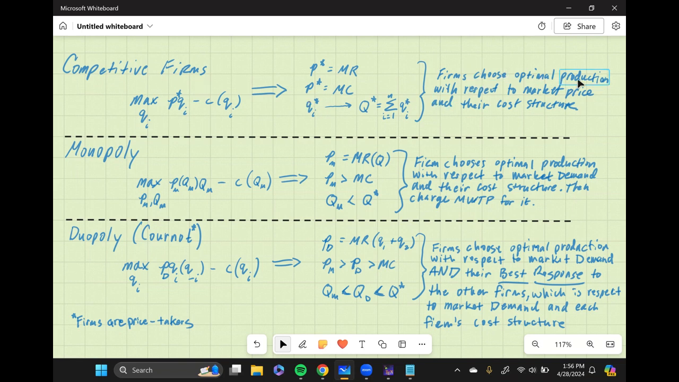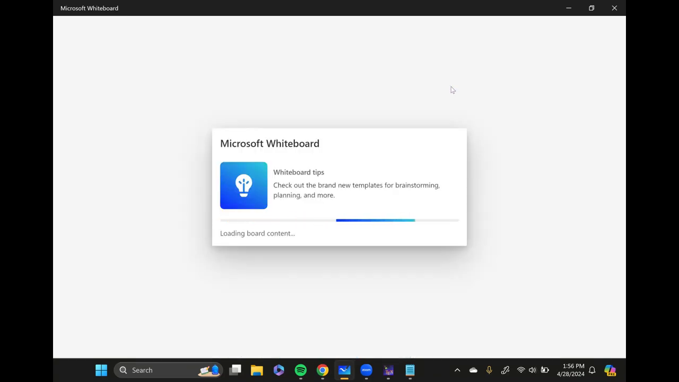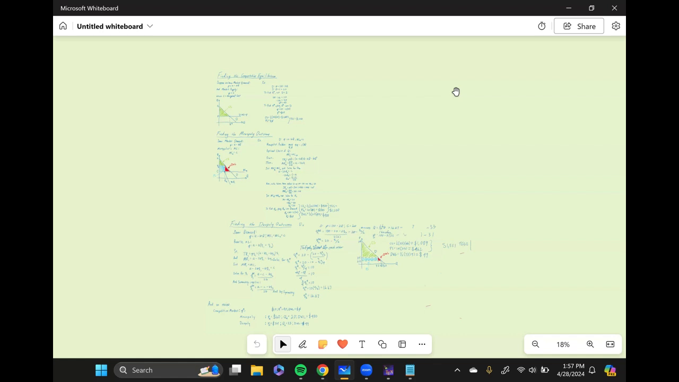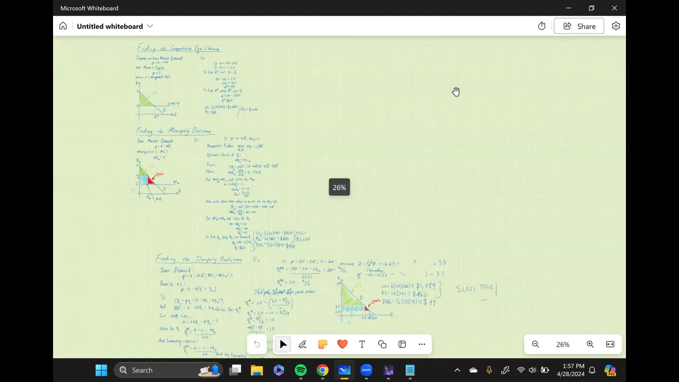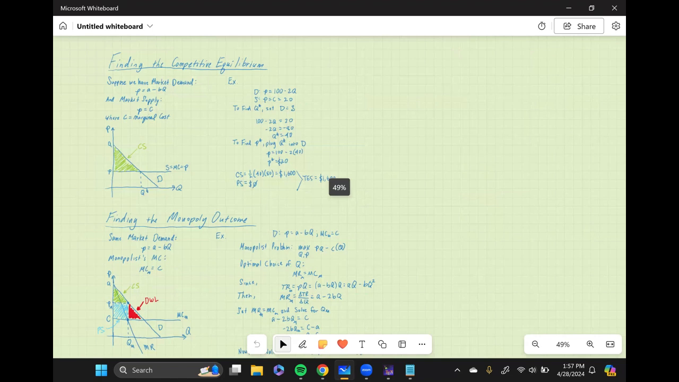Firms choose optimal production with respect to market price and their cost structure. And that ends up leading to economic efficiency. So let's go through that example mathematically, which I have right here. This ends up being just a very basic supply and demand example, because what ends up happening under competitive markets is that our assumption is that firms all maximize profits the same way, which is they produce at a level where marginal revenue is equal to marginal cost.